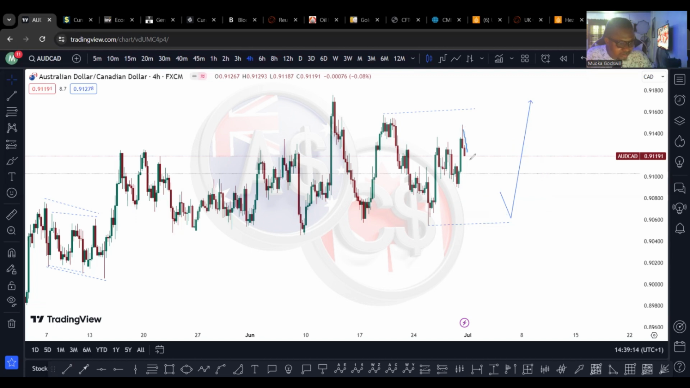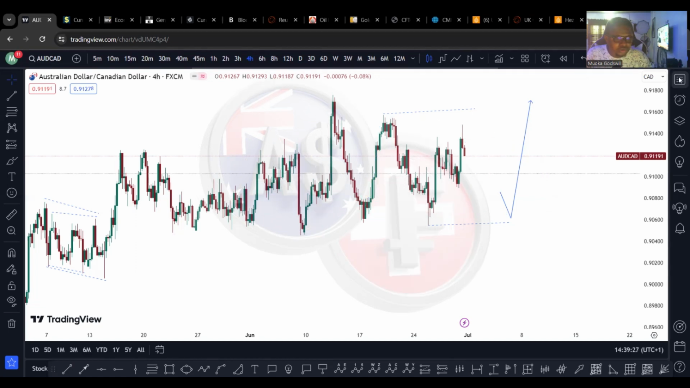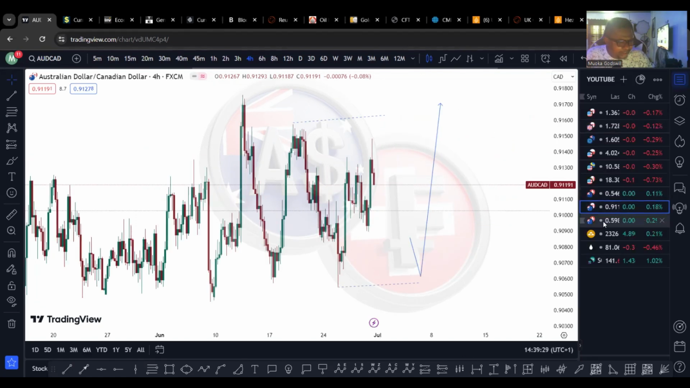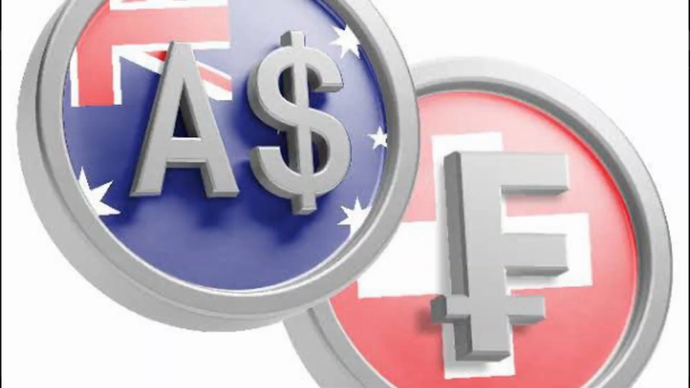Aussie Cad, right? Maybe move like this, right? For in between to give us a contracting flat, and then we can head to the upside for this up here. So that is what we want to focus on for Aussie Cad, right? So we go to the next pair on our watch list, which is Aussie Swiss.